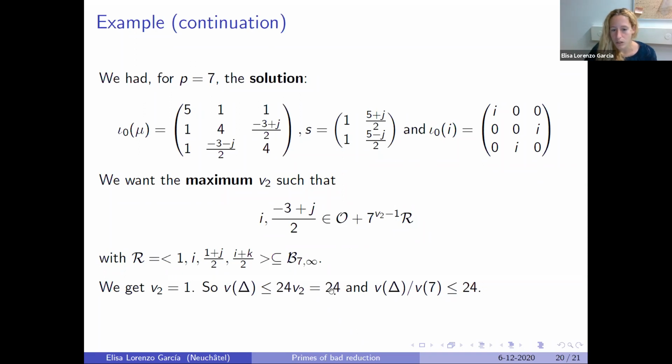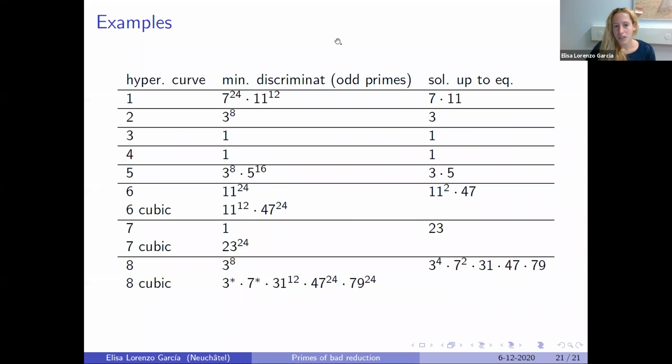B2 we said that is equal to 1, so 24. So the evaluation on the discriminant is smaller or equal than 24. And look at the table. This is precisely the 24 that we find here. We did the examples by hand, and we recover all the bounds that we have for all the exponents in here. So yeah, it really works.